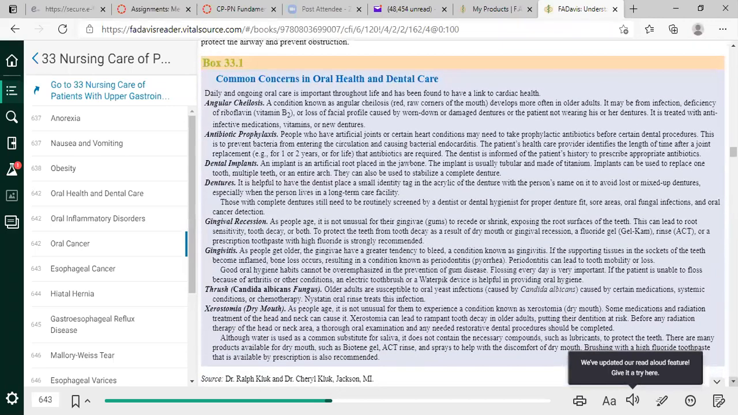And it's talking about common concerns in oral health and dental care, where it's talking about antibiotic prophylaxis. Will somebody read that paragraph or sentences?